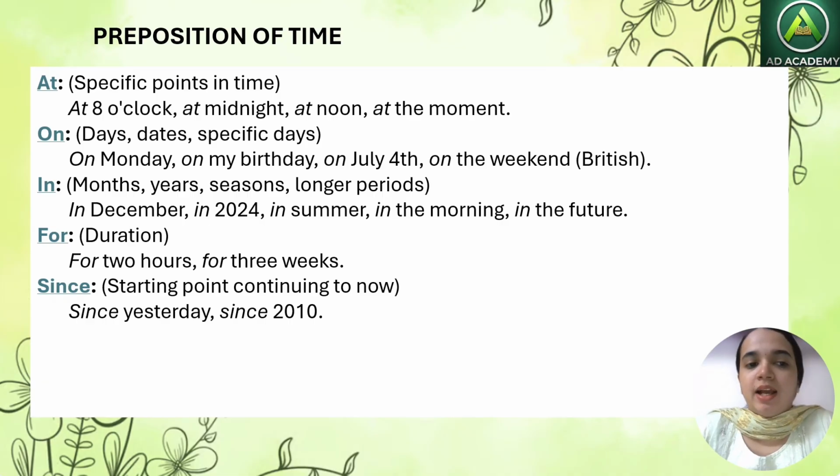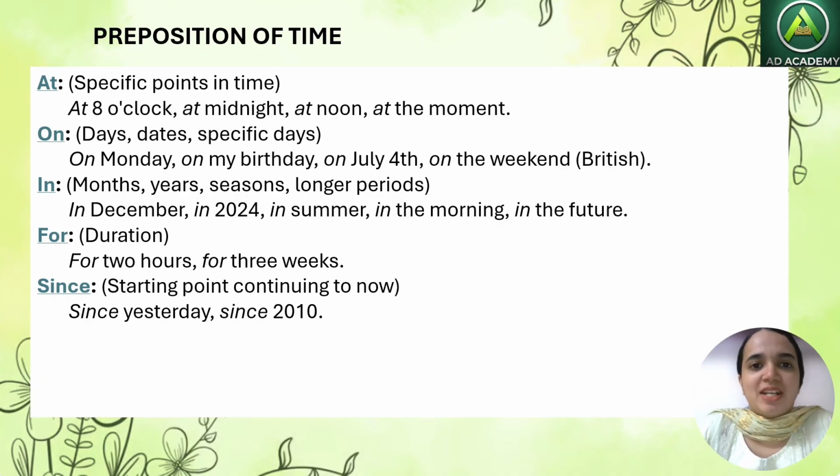Next, in months, in July, in January, and it can be years, in 2020, what happened in 2018, and seasons, in winter, in spring, in summer, and for longer durations, in the future, in the past. Here are the examples: in December, in 2024, in summer, in the morning, in the future. Next, for specific duration.